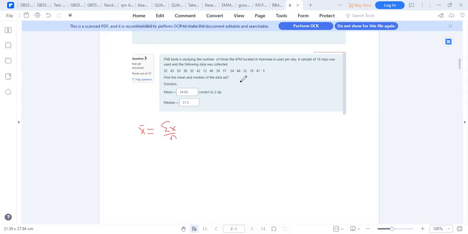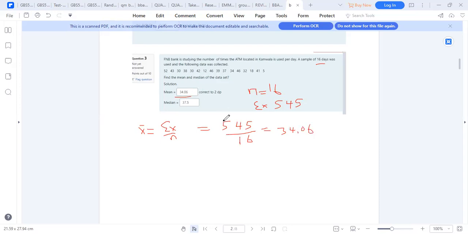So we literally needed to do what? To add all these here. Now n is 16 already. So summation of x means you're adding all these figures there. So if you add the figures there, you're going to get 500 and what? 544 or 545. So you just divide 545 divided by 16. You find yourself getting 34.06, which we found here.